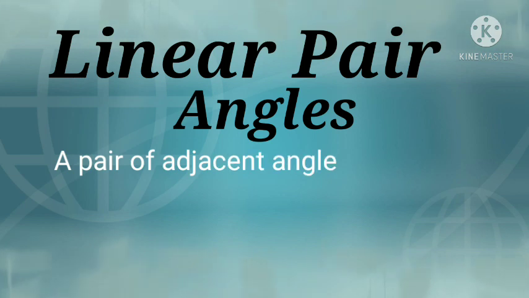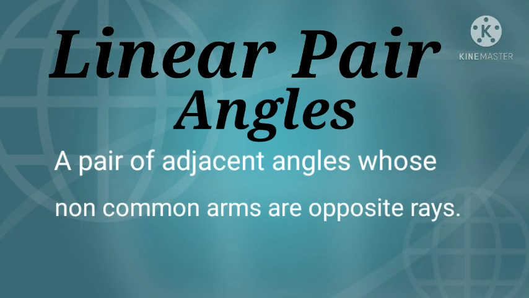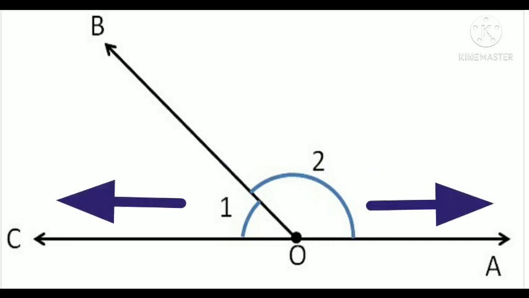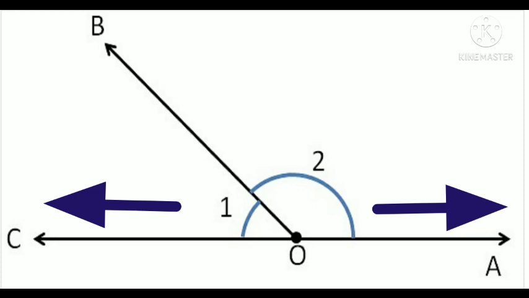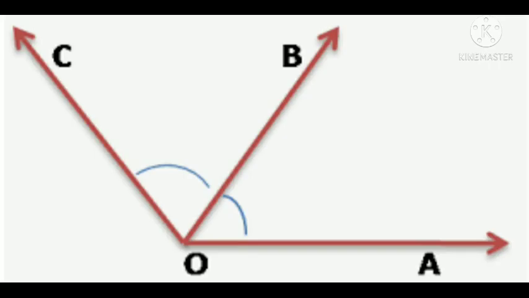A pair of adjacent angles whose non-common arms are opposite rays are known as a linear pair. For example, in this diagram, there are two adjacent angles, angle AOB and angle BOC, and their non-common arms AO and CO are in opposite directions. So they form a linear pair and the sum of both the angles will be 180 degrees.